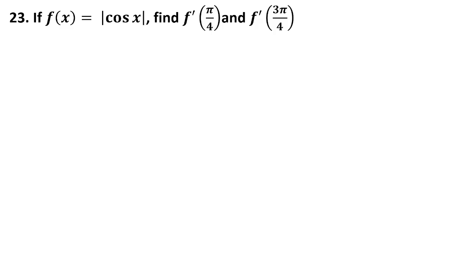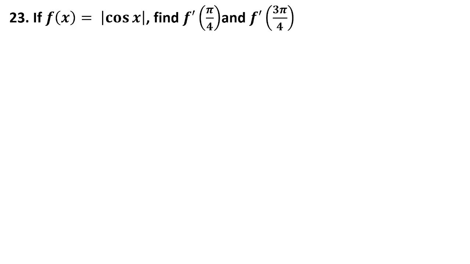Move on to question number 23. f of x is mod cos x. Find f dash of pi by 4 and f dash of 3 pi by 4. Whenever you are given a mod function, whether for differentiation or integration, first find what mod x is for the values of x. Don't try to differentiate directly. Don't try to integrate directly. I repeat, if a mod function is given, just find what that function is for different values of x. For example, x greater than 0, x less than 0.